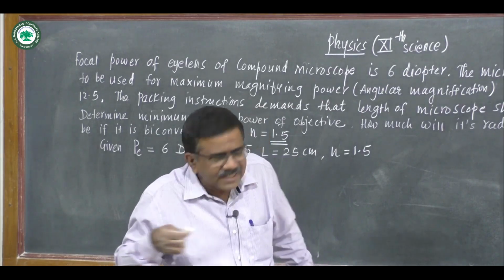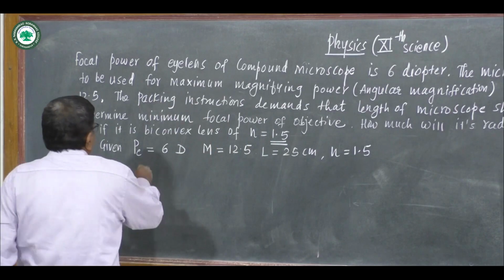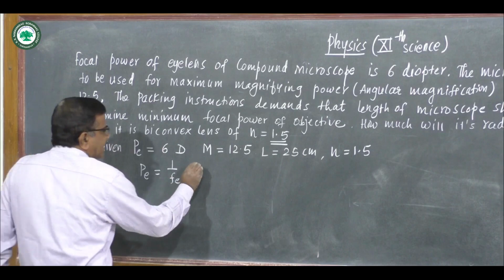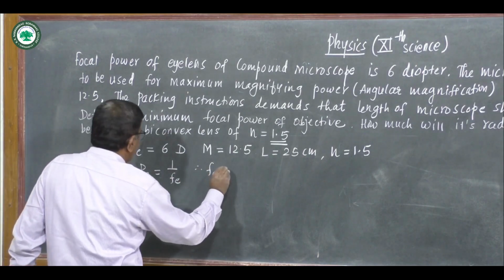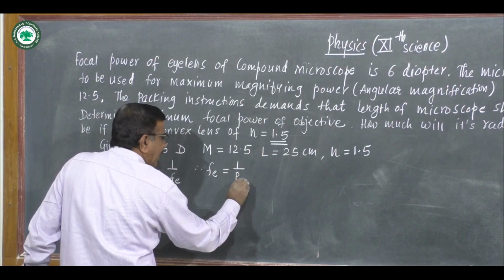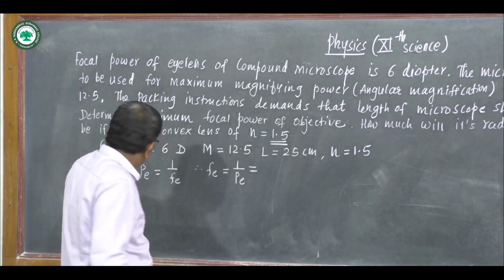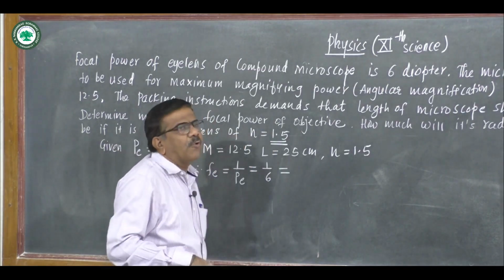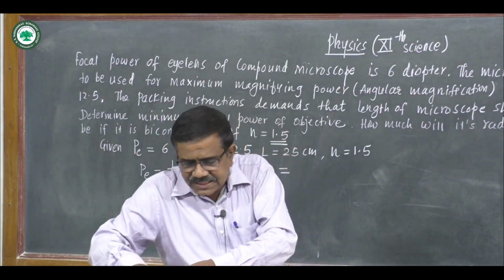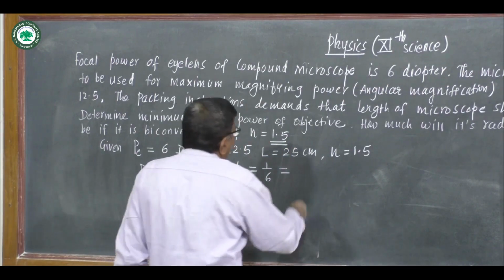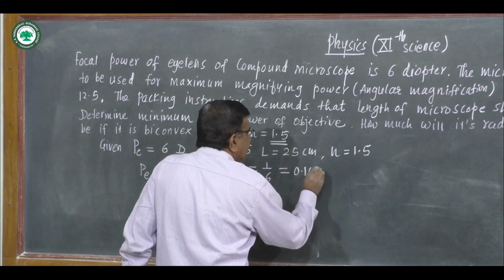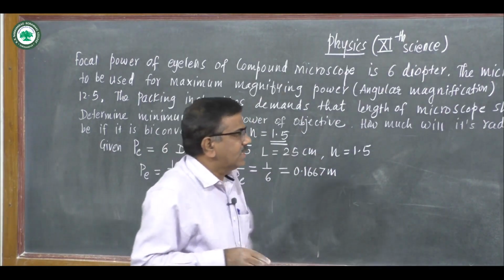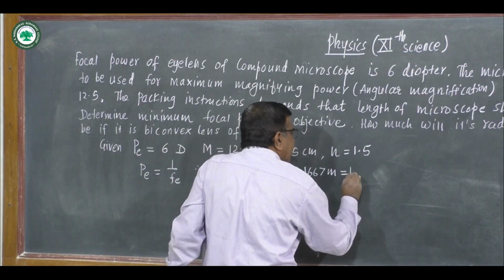Now power of the eyepiece is 1 upon its focal length. Hence focal length of eyepiece is 1 upon power of eyepiece, that is 1 upon 6, and this focal length in meter is 0.1667 meter, or it is 16.67 centimeter.